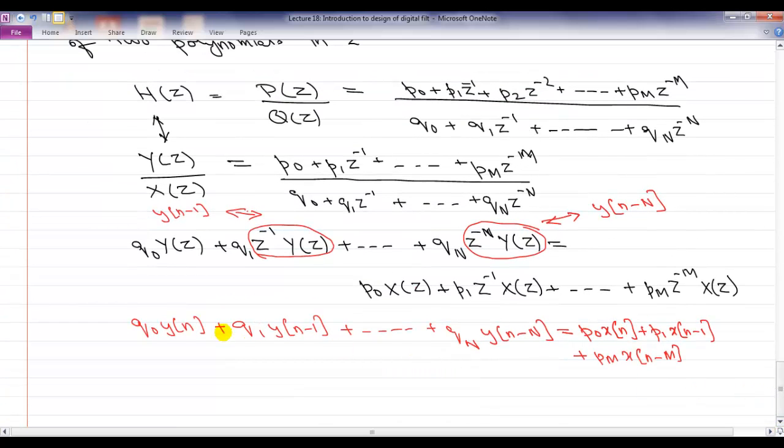So indeed what this z transform being a rational function of two polynomials of z means is that my input-output relationship is given by a simple difference equation. Now if I want to implement this kind of an IIR filter, what do I do? I simply implement this difference equation.